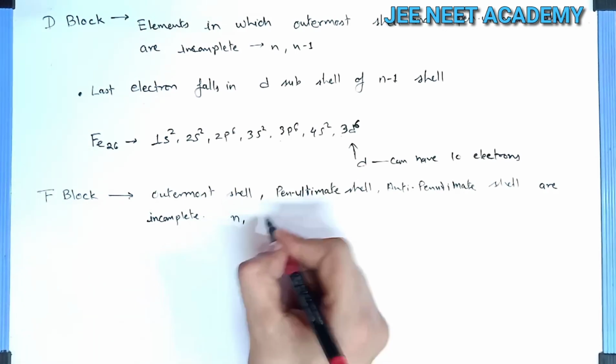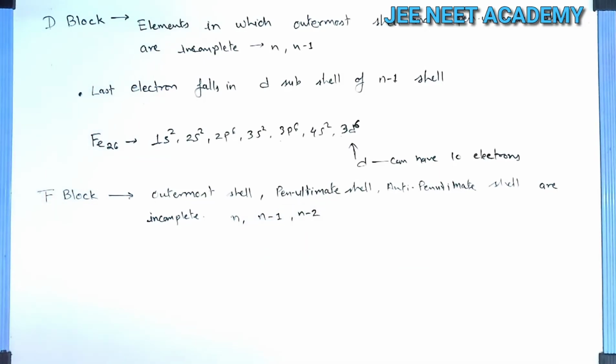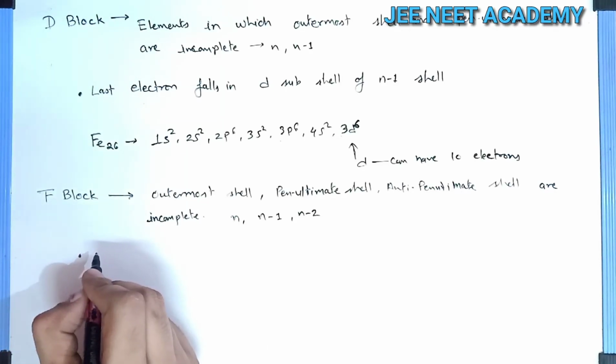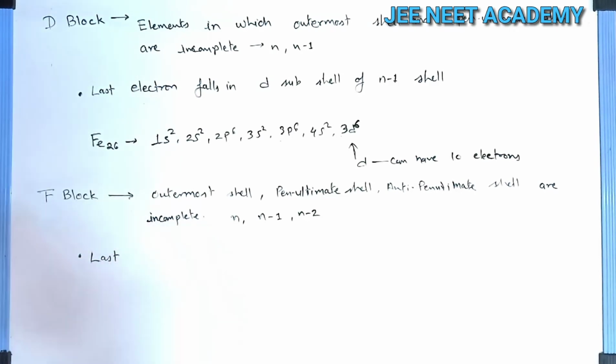n, n minus 1 and n minus 2. So if the atom is having 6 shells, penultimate shell will be 5 and anti-penultimate shell will be 4, and 4 and 5 will also have fewer electrons. And one more point for the F block, last electron falls in F subshell. This is true for every block element.